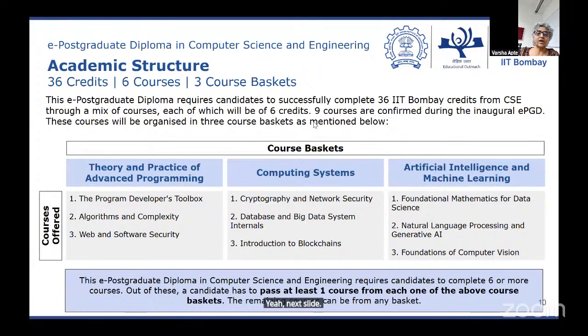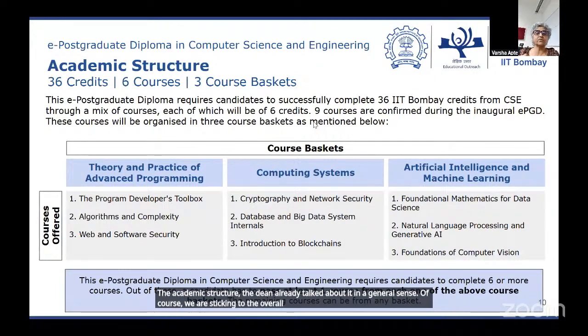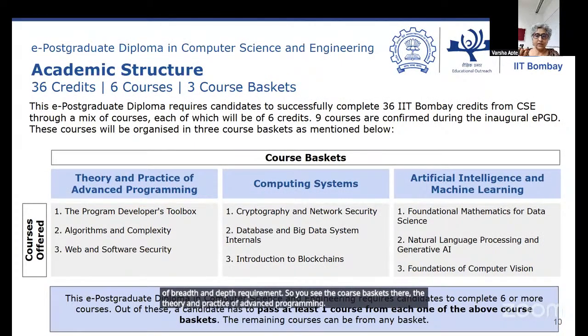The academic structure, the Dean already talked about it in a general sense. Of course, we are sticking to the overall academic structure of the institute for ePGD. So you do have to do 6 courses. However, we have an interesting combination of breadth and depth requirement. So you see the course baskets there: the theory and practice of advanced programming, computing systems, and artificial intelligence and machine learning. They are also going to be labeled A, B, C, as you will see ahead. In the theory and practice of programming, most of the courses are about the practice. However, you see algorithms and complexity, which you can think of as the theory of writing efficient programs. Then there is computing systems. We will, of course, go into details of this a little later. And there is AI and ML. 3 courses in each bucket.